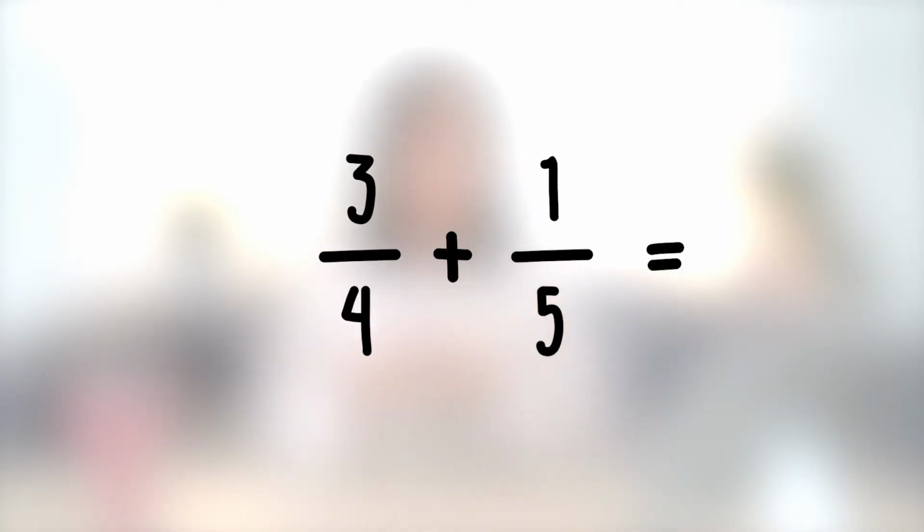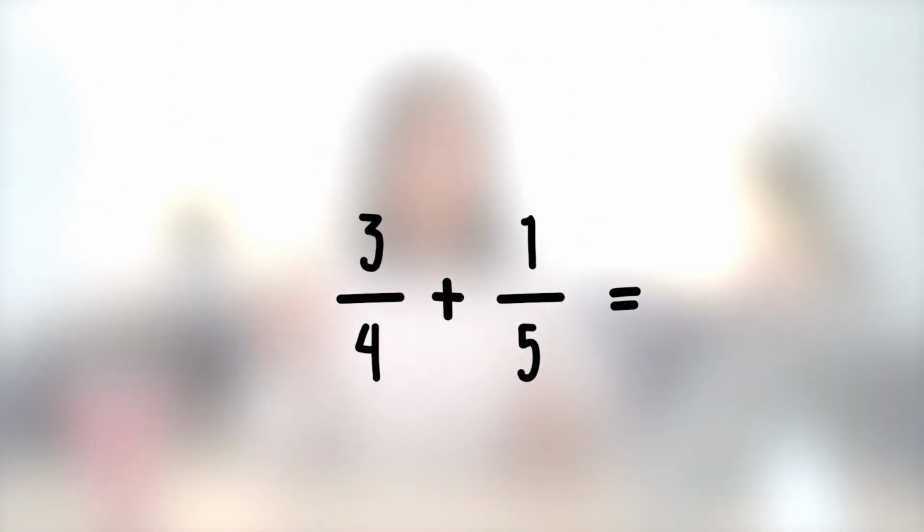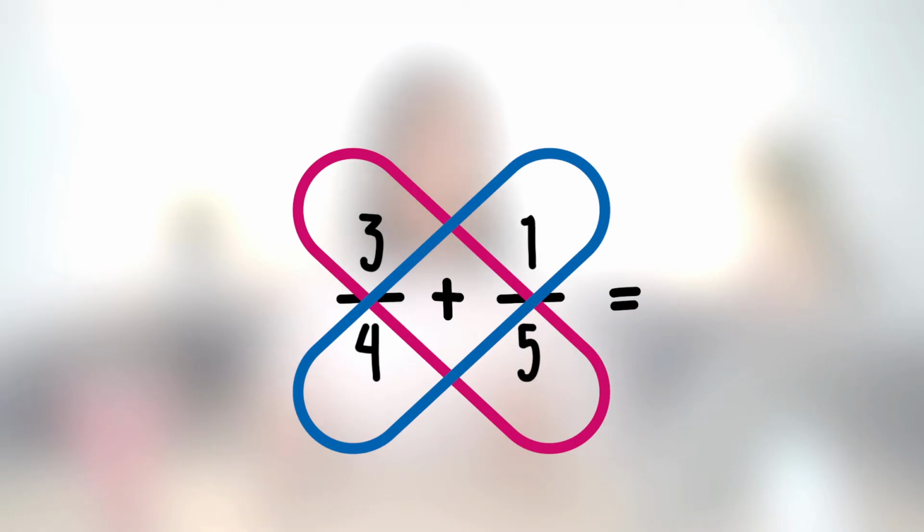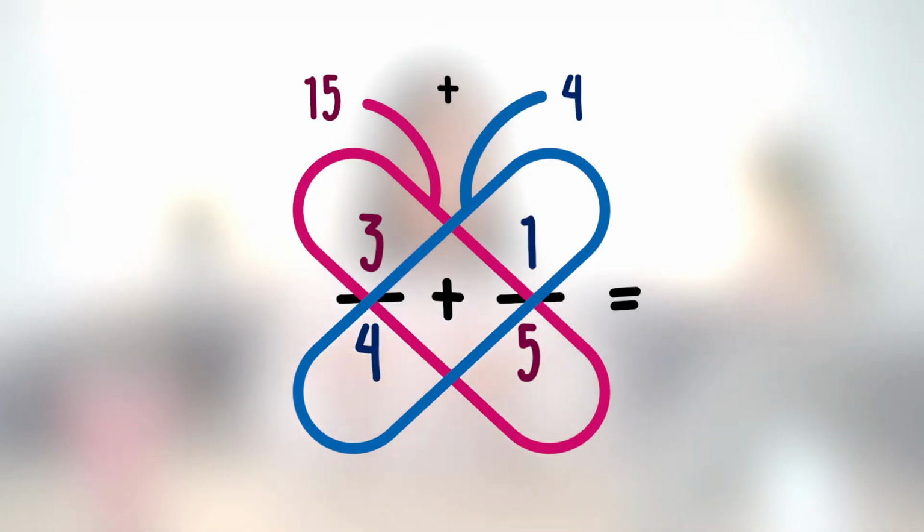Let's add together 3 over 4 plus 1 over 5. Before we panic about anything, let's first draw out some bubbles. So let's draw one bubble over here and one bubble over here. First thing we're going to do is multiply out what's inside the bubbles. So 3 times 5 is 15 and 1 times 4 is 4. Next, let's add these two numbers on top to get the top part of our answer. So 15 plus 4 is 19.